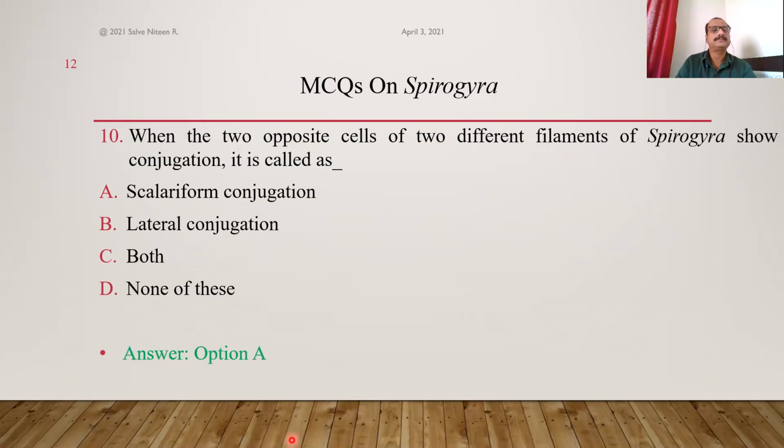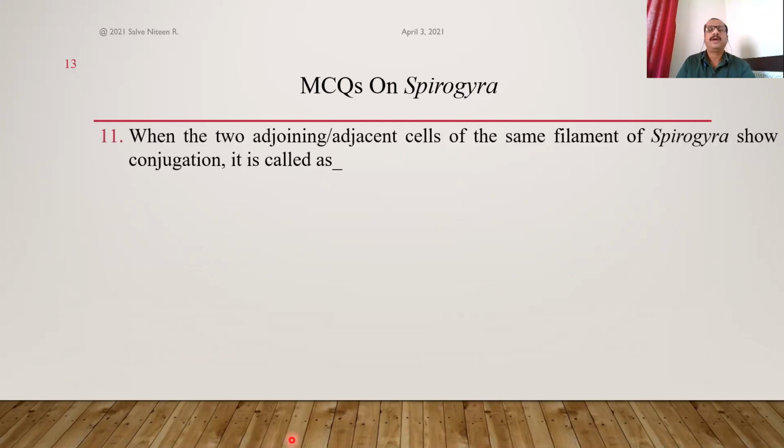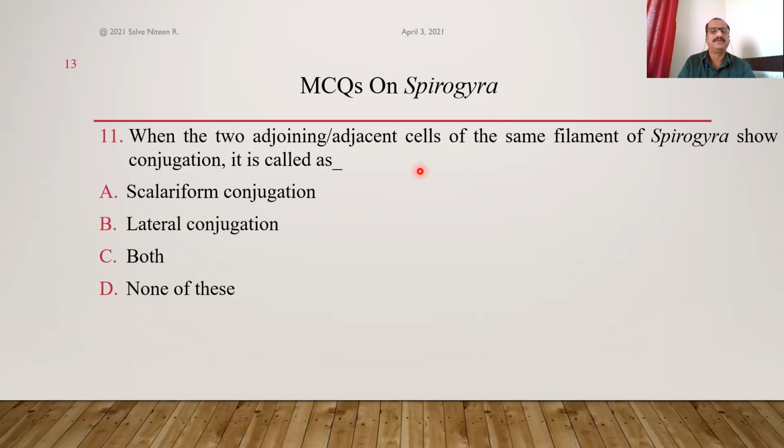Okay. Next one. When two adjoining cells or adjacent cells of the same filament, not two different filaments, but the same filament of Spirogyra show conjugation, this filament can be called a bisexual filament. So when two adjoining cells, neighboring cells of the same filament undergo conjugation, this method of sexual reproduction is called scalariform, lateral, both, or none of these. Just now we have seen when two cells of different filaments are involved, it is called scalariform conjugation. Here two cells of the same filament. So this method is called lateral conjugation. So option B is the answer here.